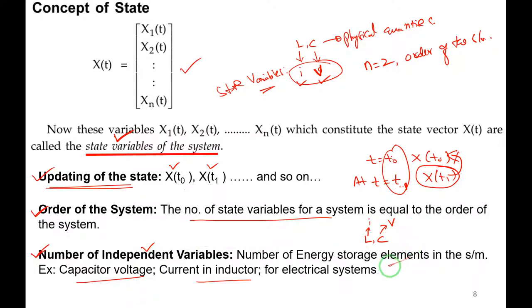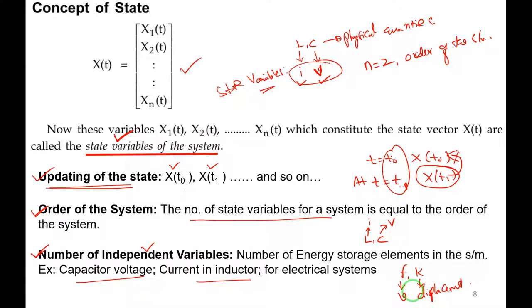In mechanical system, which are the energy storage elements? That is damper element and spring element. For the damper element, which is the variable? That is velocity. For spring element, displacement. For spring element, the variable is displacement. For damper element, the variable is velocity.